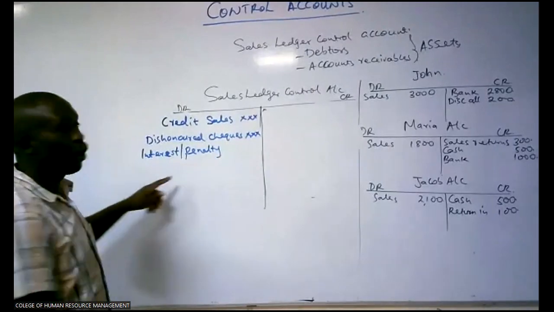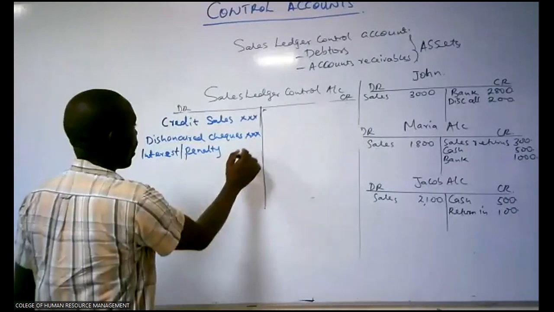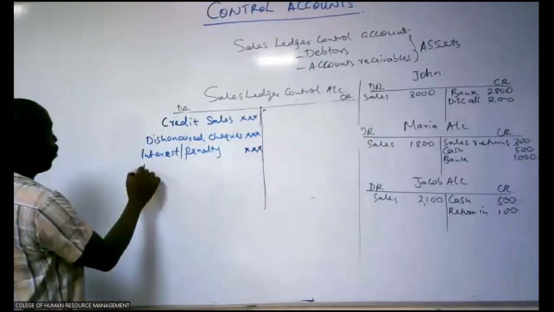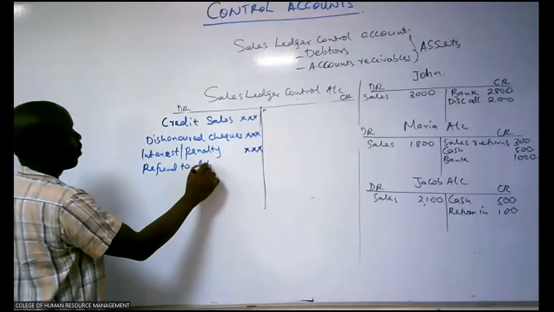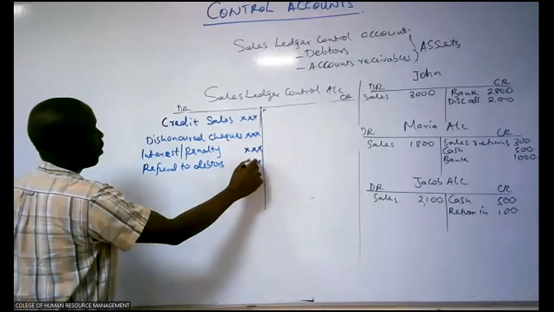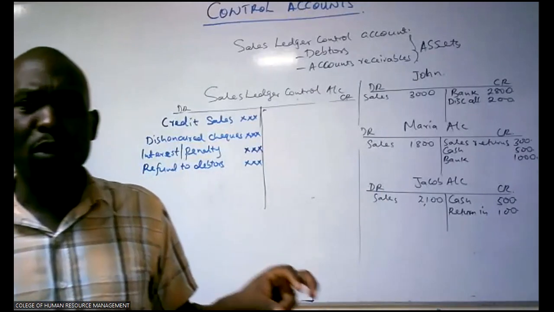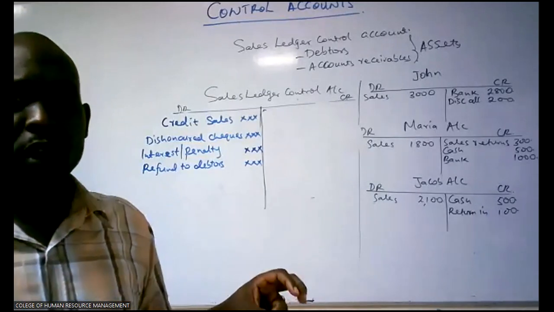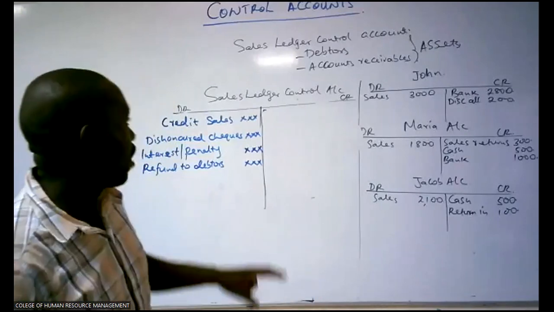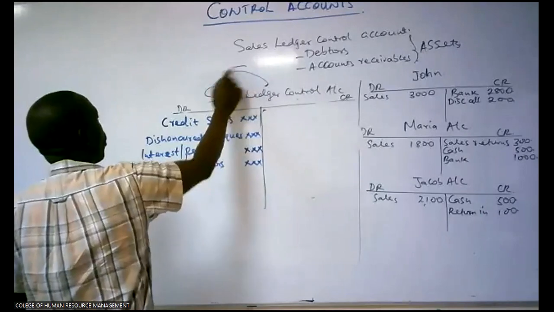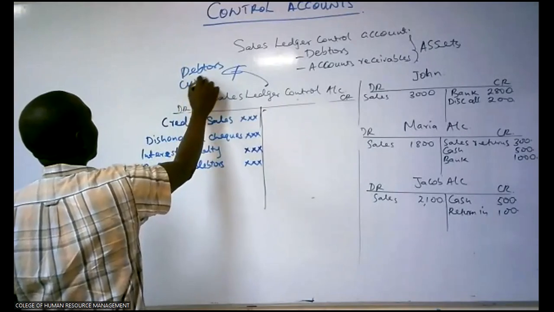Interest or penalty on the overdue accounts of the debtors. If that one arises, you also debit. And then we have got the refund to debtors. Those four are the most commonly debited items. Those are the most common items that you are going to find in the question. And if they are in the question, you debit them in the sales ledger control account. Remember, the sales ledger control account will always be talking about the debtors or customers.